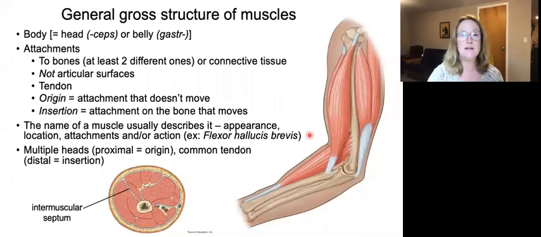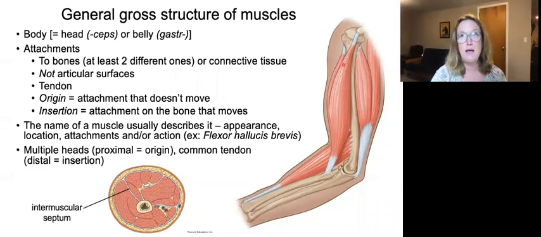Now, there are many muscles that have more than one head or belly. For example, we see a couple of them right here. So biceps means two, like bicycle, two heads. And triceps means three heads. The quadriceps in the thigh is actually composed of four separate muscles, but they all converge on the same tendon. So it's called quadriceps. It's pretty common that we see muscles that have more than one head.